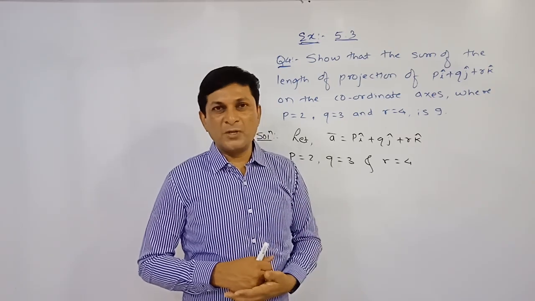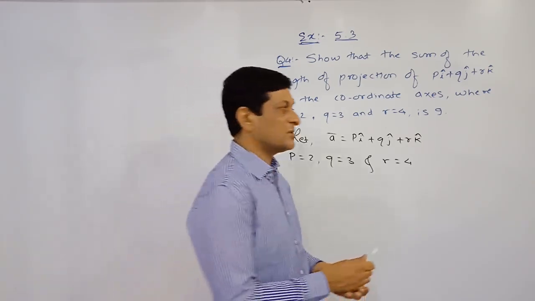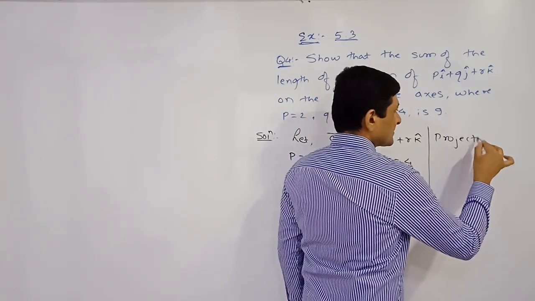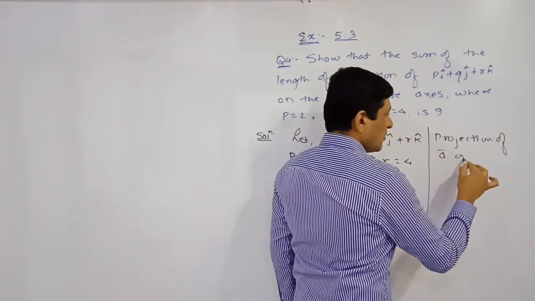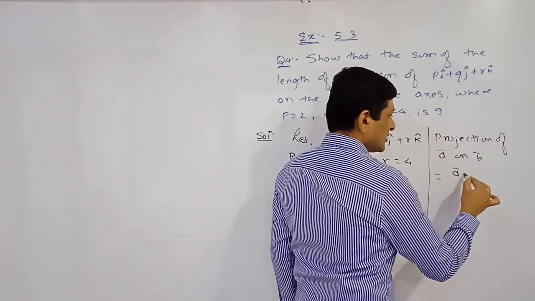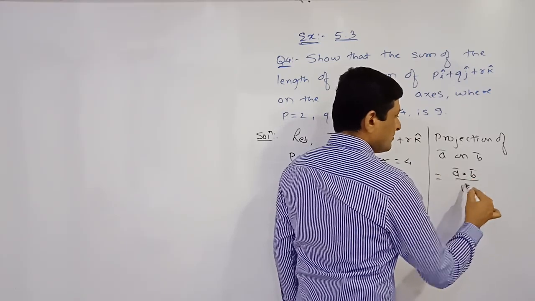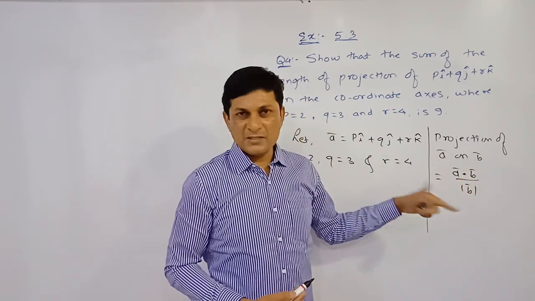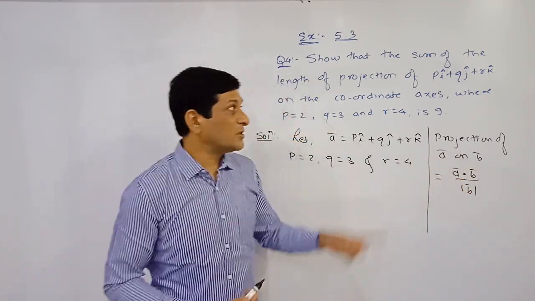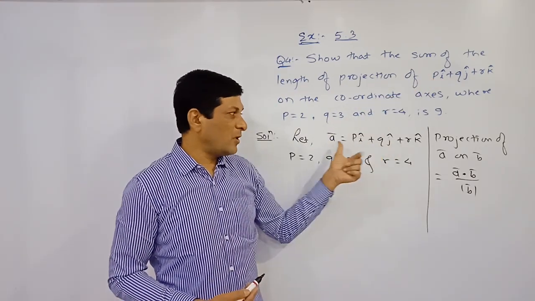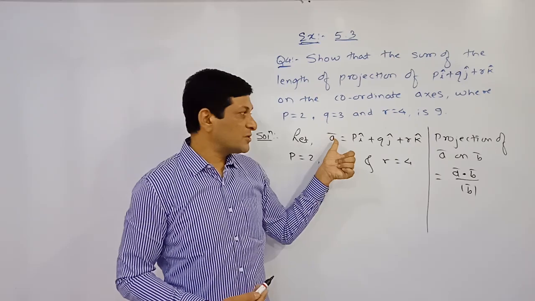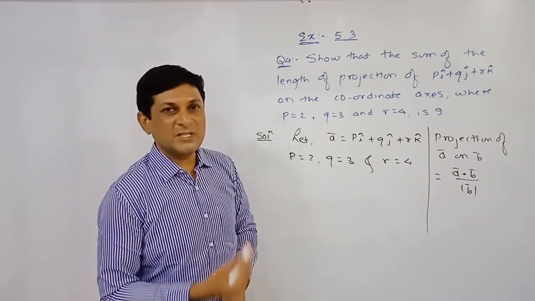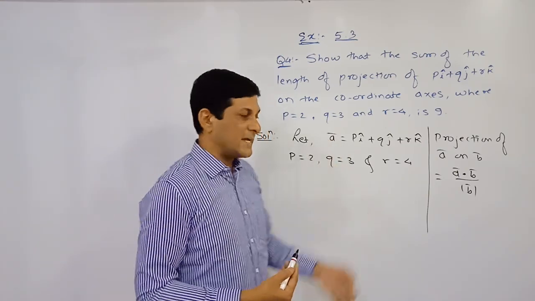So let us revise the formula which we have studied in dot product to find the projection of A bar on B bar. What is that formula? Projection of A bar on B bar will be equal to A bar dot B bar upon magnitude of B bar. Applying this formula, we are able to find the projection of A bar on which vector? B bar. The same formula we are applying here to find the projection of this vector. This vector we have denoted by A bar. Means we are first finding the projection of A bar on the x-axis, then on the y-axis, and lastly on the z-axis.